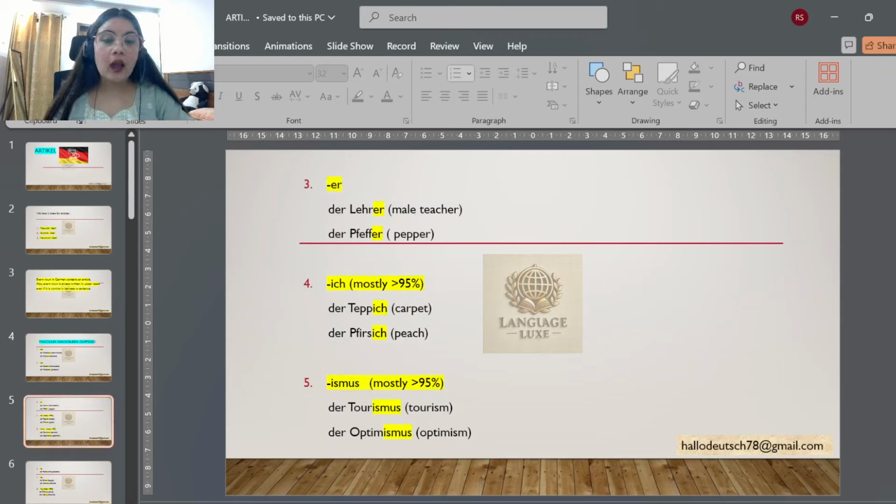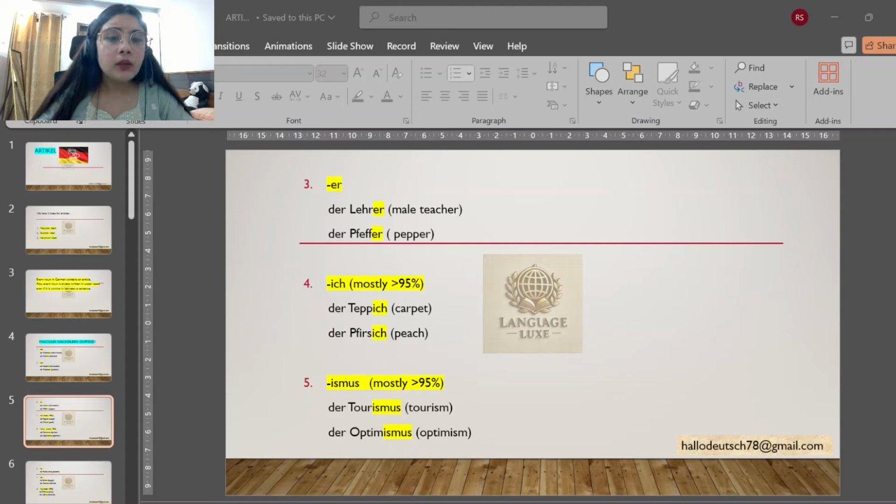Then comes -er. Whenever er is coming, for example der Lehrer. Lehrer is male teacher. Er is coming at the end, which means it will be masculine. Similarly, der Pfeffer. Pfeffer is pepper. Er is coming, so it will be masculine, which is why we have used der.